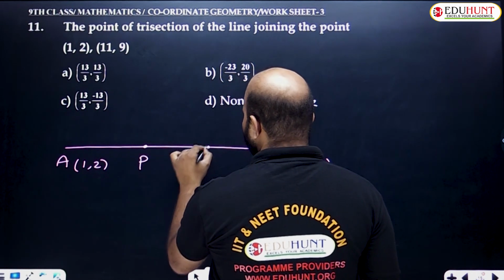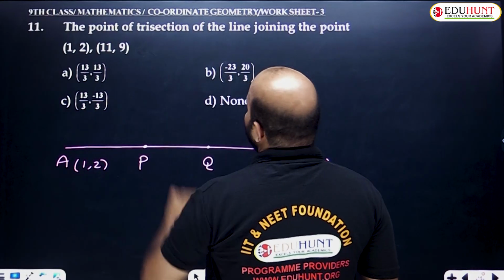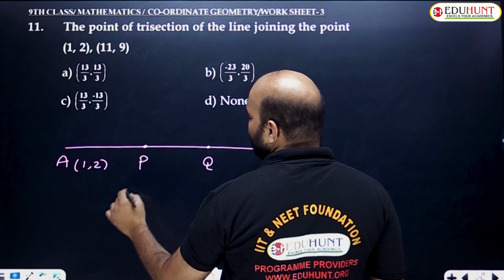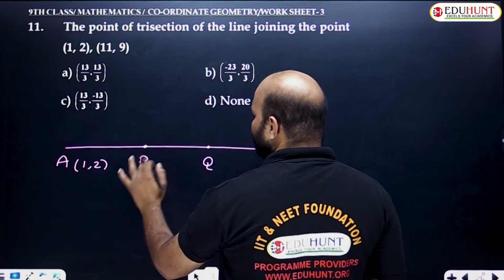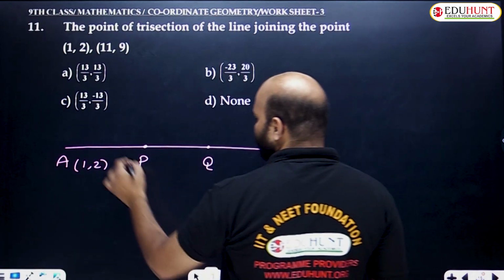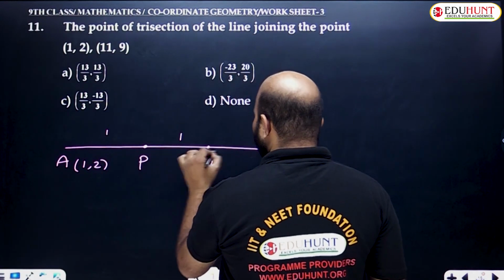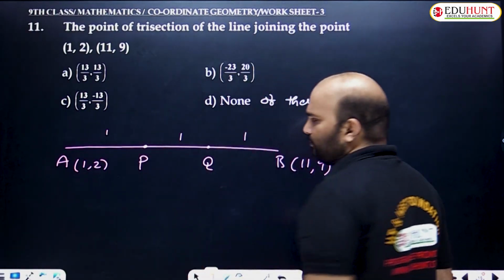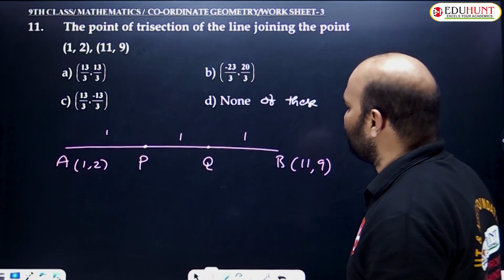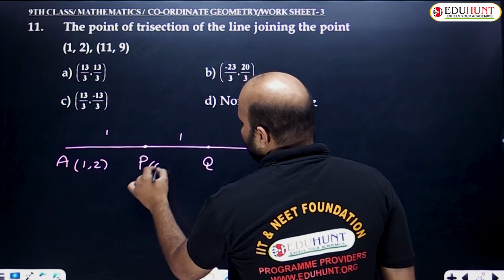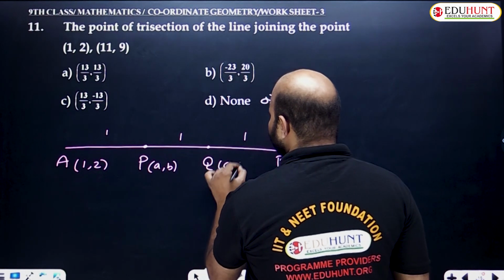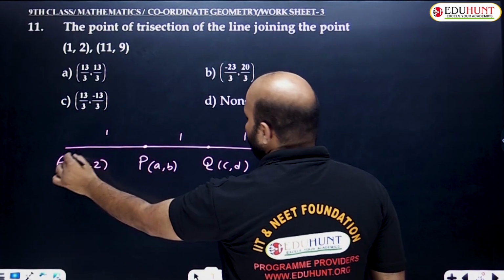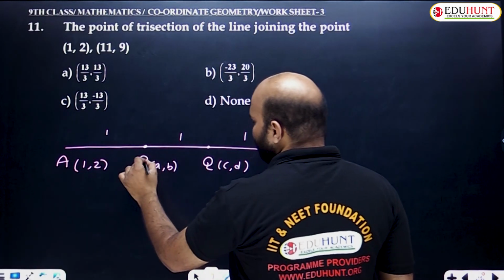So let me take P and Q as trisection points of the line joining AB. Trisection means AP equals PQ equals QB. That means AP is 1 unit, PQ is 1 unit, QB is 1 unit. If you take 2, 2, 2 or 3, 3, 3, we will still get the 1:1:1 ratio. So AP equals PQ equals QB. But here P coordinates I am taking as AB, Q coordinates as CD. So P and Q trisect the line joining points A and B. Am I clear?